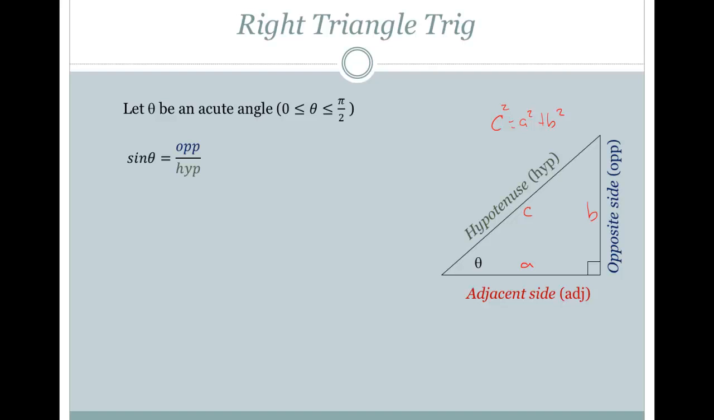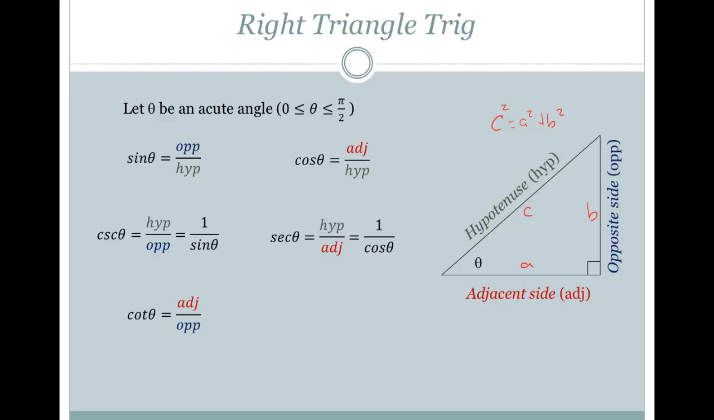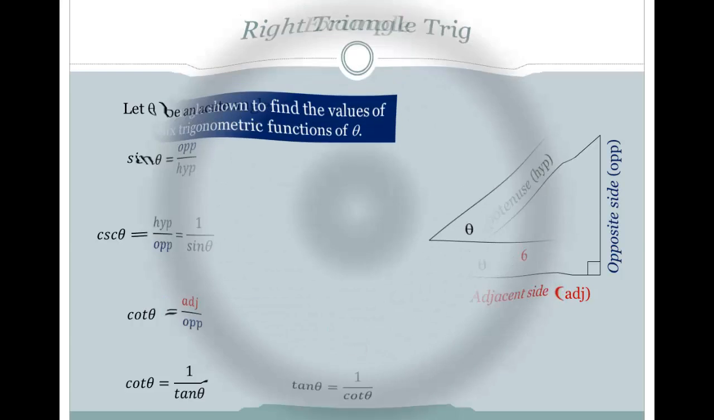The sine of theta is equal to the opposite over the hypotenuse. Cosine is adjacent over hypotenuse. Cosecant is hypotenuse over opposite, or 1 over sine. Secant is hypotenuse over adjacent, or 1 over cosine. Cotan is adjacent over opposite. Tan is opposite over adjacent. And cotan is 1 over tan. You can see that these two are just inverses of each other. You should know that.